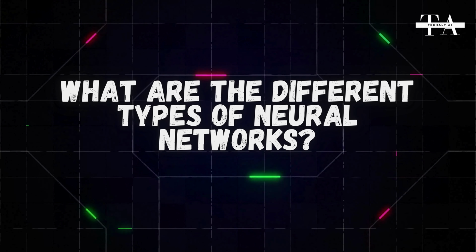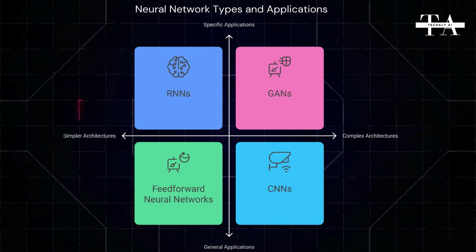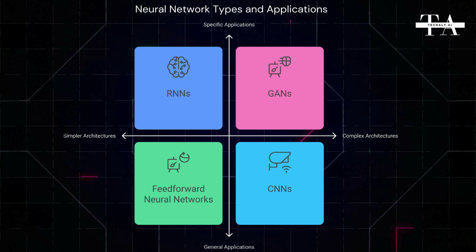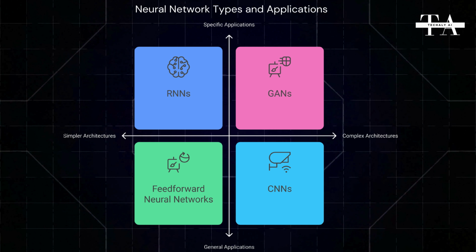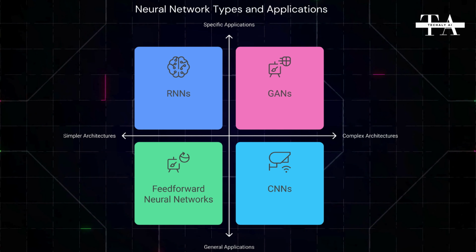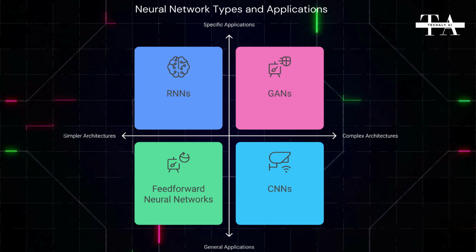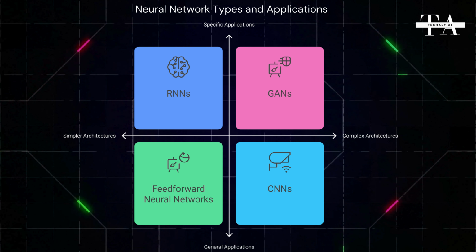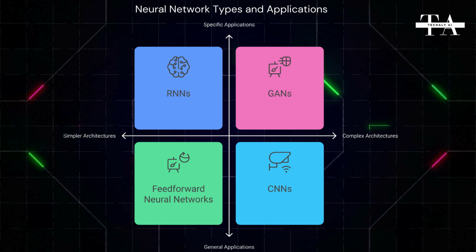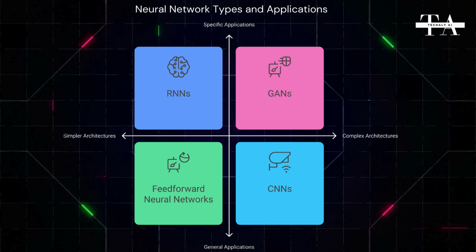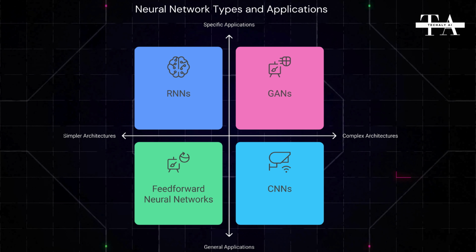What are the different types of neural networks? There are several types of neural networks, including feed-forward neural networks, the simplest type where connections between nodes do not form cycles. Convolutional neural networks, CNNs, primarily used for image processing tasks. Recurrent neural networks, RNNs, designed for sequential data, such as time series or natural language. Generative adversarial networks, GANs, composed of two networks, a generator and a discriminator, that compete against each other.